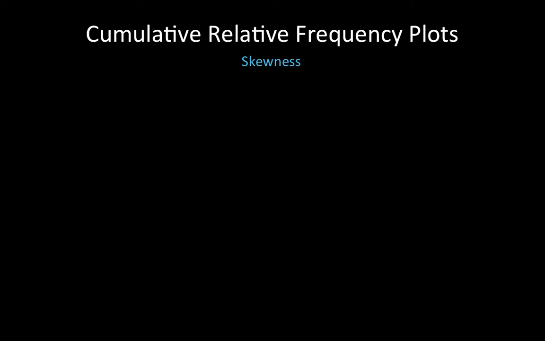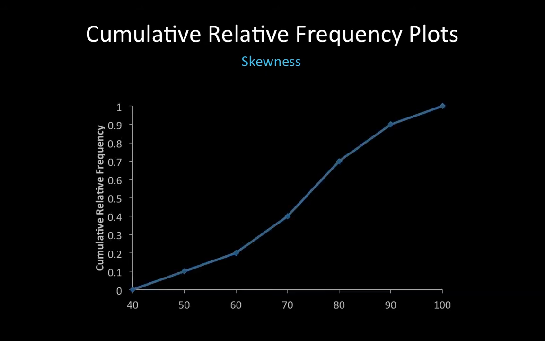From a cumulative relative frequency plot, we can tell how skewed our data is. It can be skewed right, skewed left, or symmetric, if you remember from the CUS video. Here's the same plot of the test scores I used in the last video. Notice that the graph has a slight S-curve. The slight, almost linear S-curve means that the distribution is symmetric.